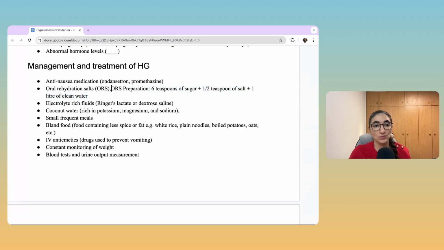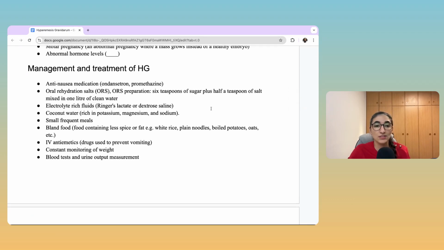So you're giving a recipe over here, which says ORS preparation, 6 teaspoons of sugar plus half teaspoon of salt plus 1 liter of clean water. So I would probably change this to 6 teaspoons of sugar plus half a teaspoon of salt mixed in 1 liter of clean water. So that just makes it a little bit more accessible.